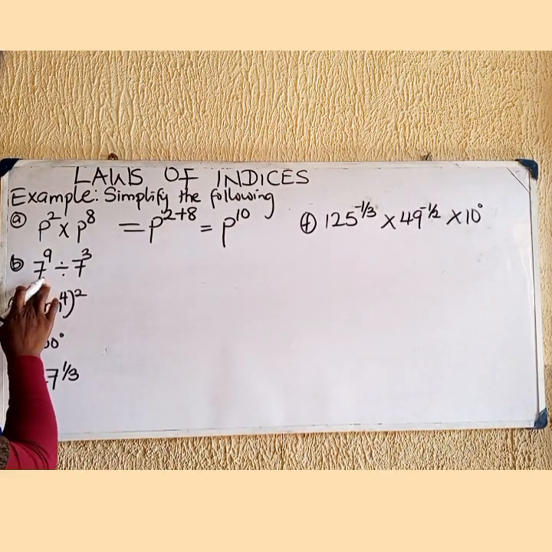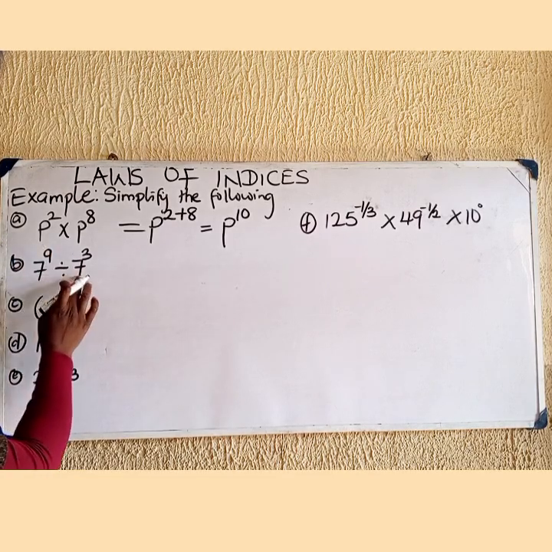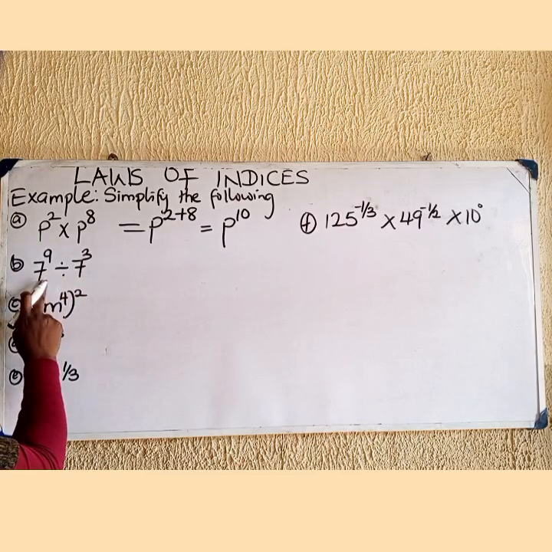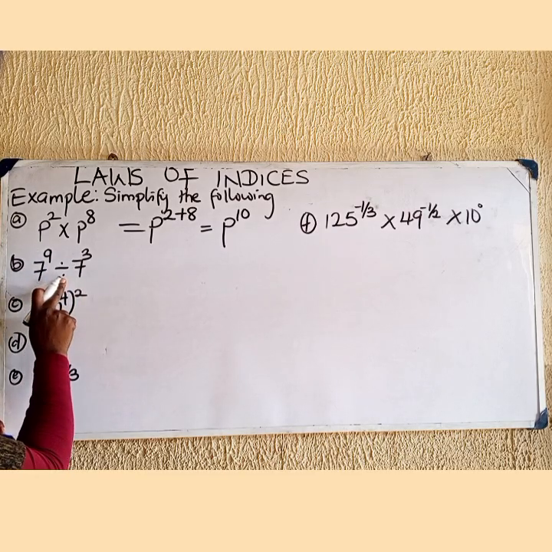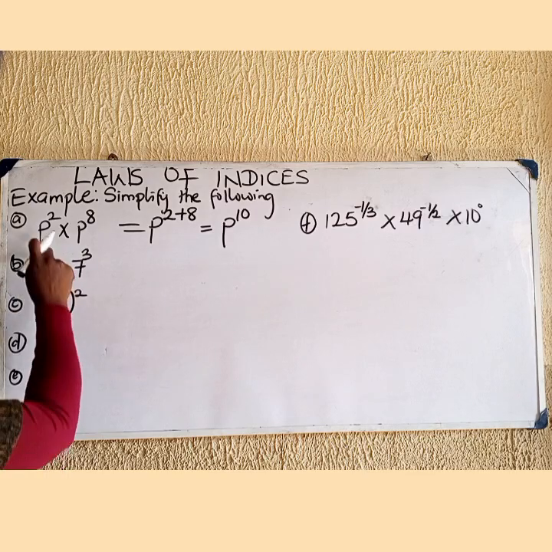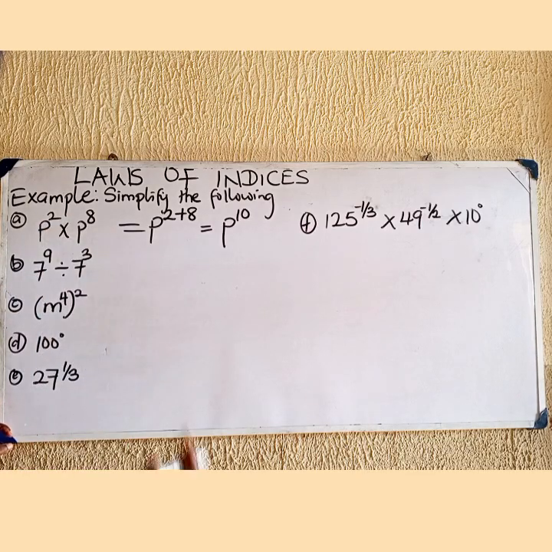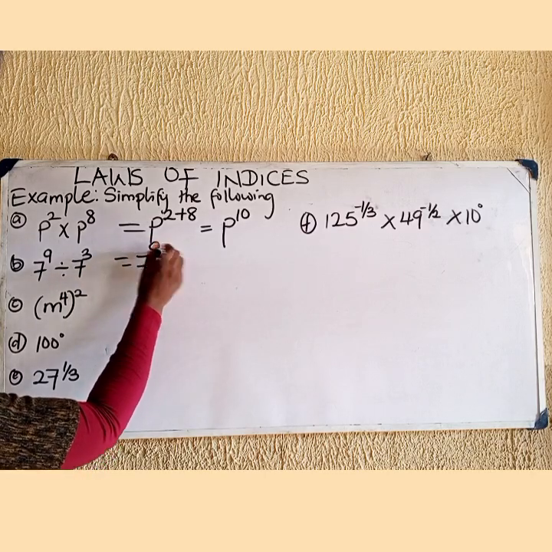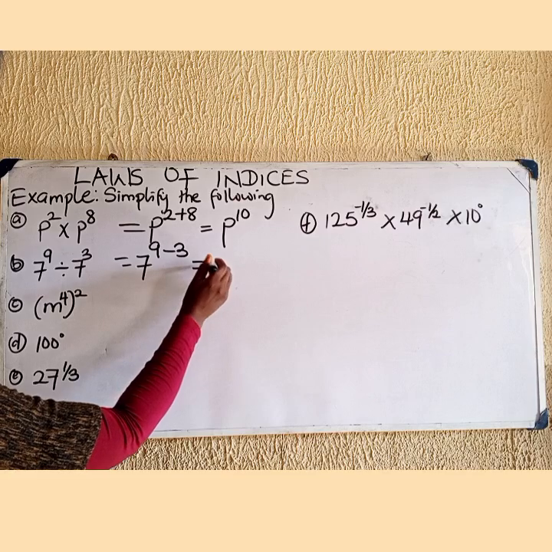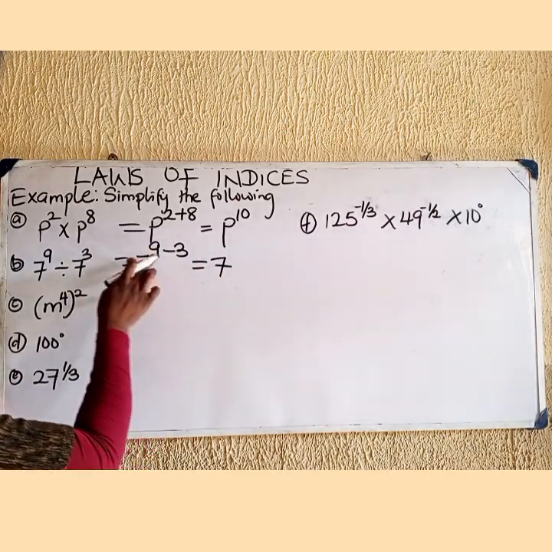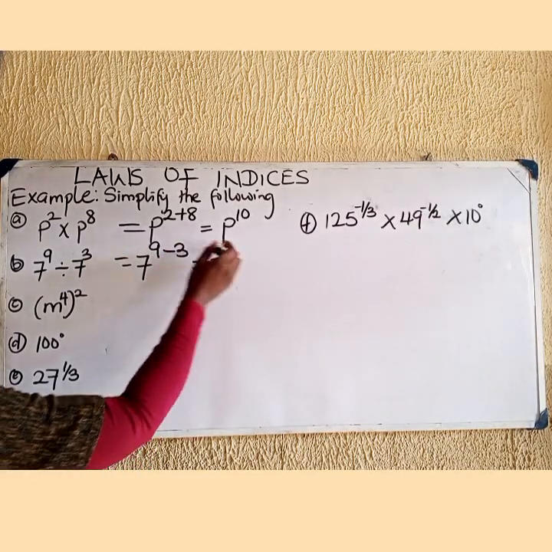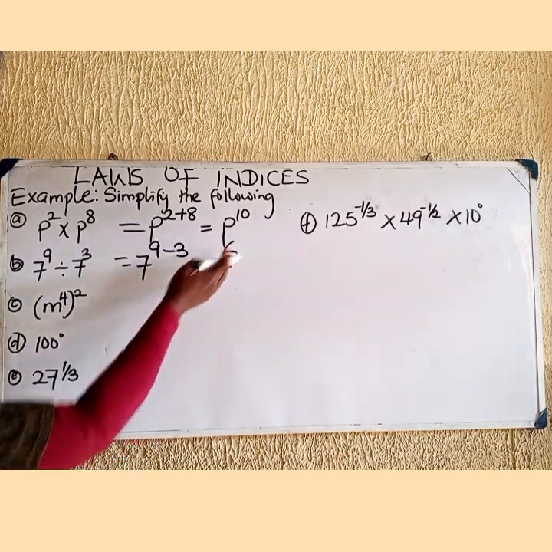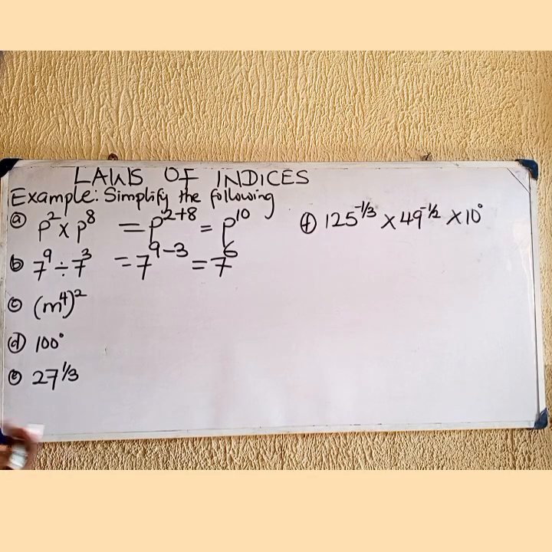Now the second one, 7 raised to power 9 divided by 7 raised to power 3. You can see they have the same base, which is 7. For the division law, once they have the same base, we subtract their powers. So I have 7 raised to power 9 minus 3. 9 minus 3 will give me 6. So my answer is 7 raised to power 6.